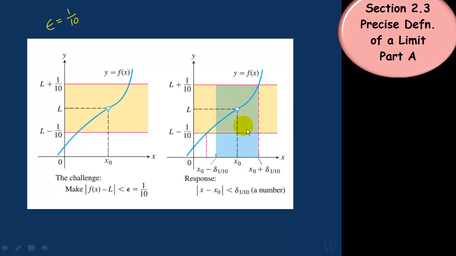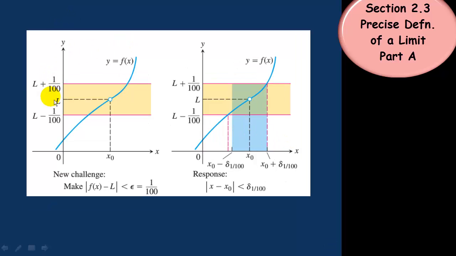Suppose we change epsilon. Let's take epsilon to be equal to 1/100. If our epsilon is 1/100, then we will have to find a different delta.